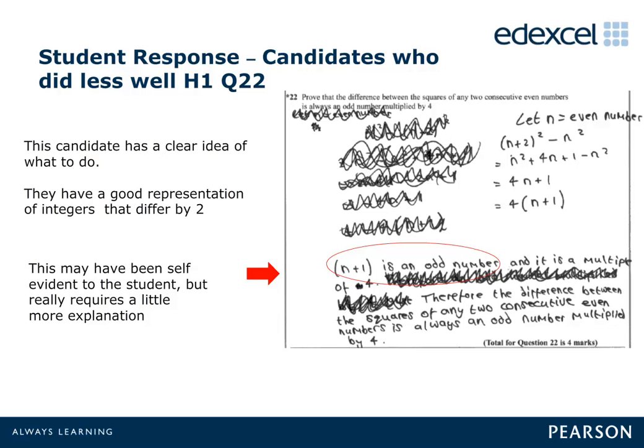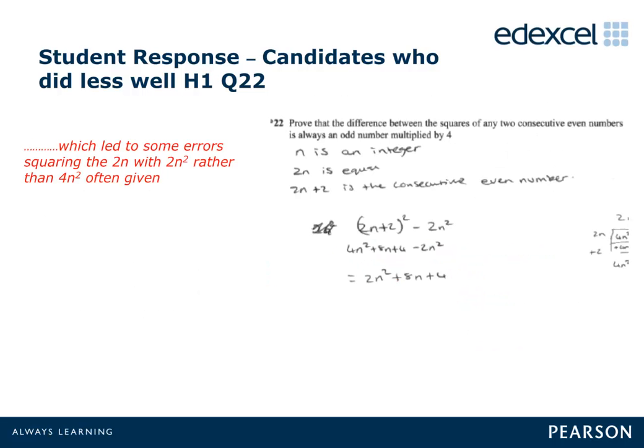This candidate has some idea of what to do. They go for a simpler representation, but pay the penalty when it comes to a clear justification of the required proof. Some candidates were let down by poor algebra. From the Principal Examiner's Paper F2 report, which led to some errors squaring the 2n, with 2n squared rather than 4n squared often given.